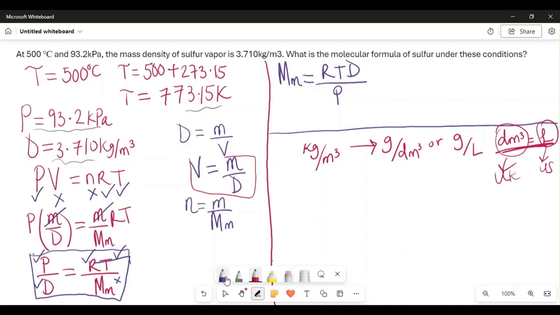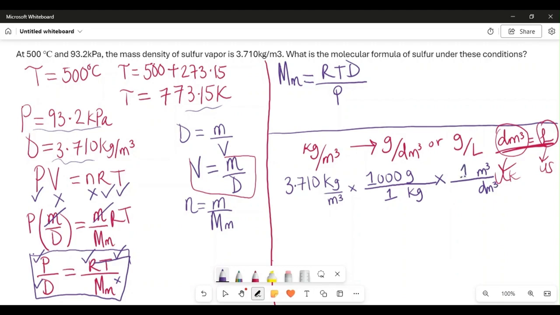So now we're going to change the units of the value of density. We've got 3.710 kilogram per meter cubed. And we're going to use dimensional analysis to change it to gram per liter or gram per dm cubed. So we know that kilogram will be at the bottom and grams will be at the top. We have to remember that 1 kilogram always gives us 1,000 grams. Then we're going to have the meter cubed up top and the dm cubed at the bottom.